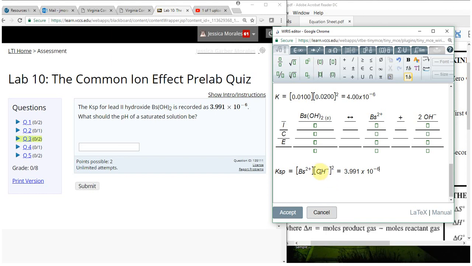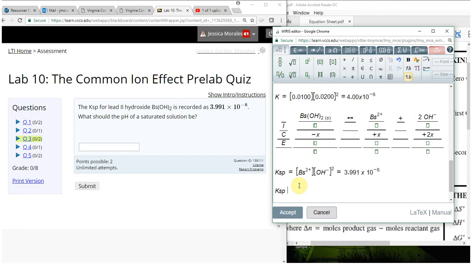And we're going to go back and solve for this value. Now, if we look, we don't really know these. But we know that whatever we lose over here, we're going to gain 1x here and we're going to gain 2x here. So we can actually plug this in and solve for our x value.